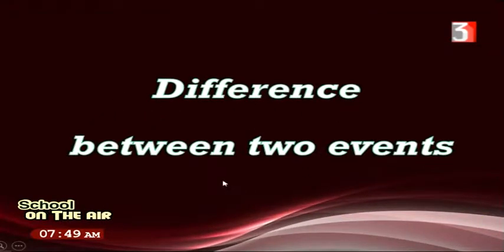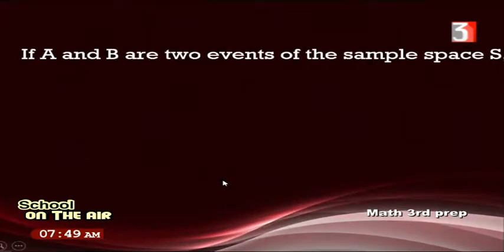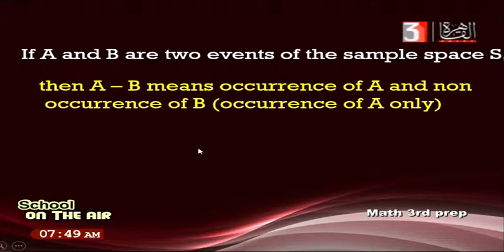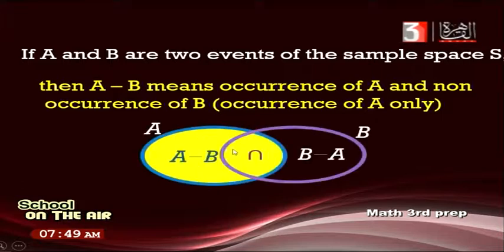Difference between the two events. If A and B are two events of a sample space S of a random experiment, then A difference B means occurrence of A and non-occurrence of B, or we can say the occurrence of A only. If we want to get A only, it means that we will get A difference B.